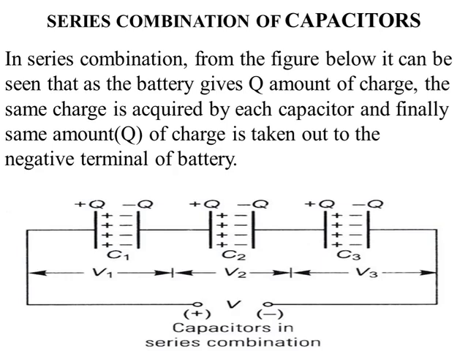Now remember that it is only in parallel circuit that you have the same voltage, but in series, the same charge. In series, the same amount of charge is being passed across all the capacitors, unlike the parallel having different charges.